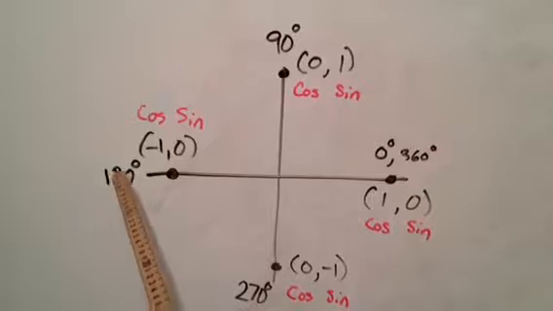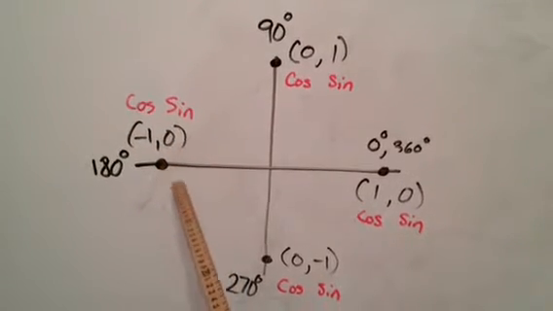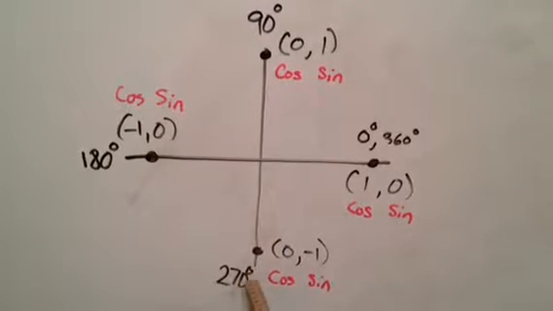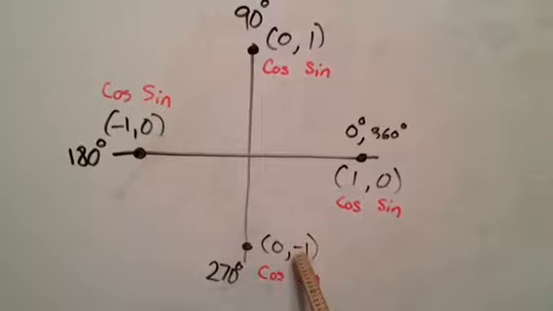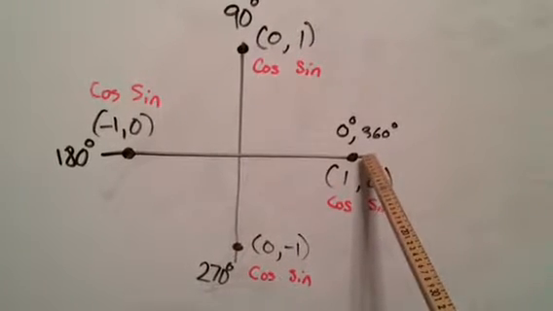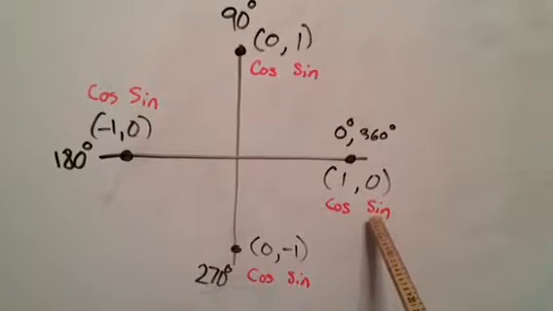At 180 degrees, cosine is -1, sine is 0. And at 270 degrees, cosine is 0, sine is -1. Coming full circle to 360 degrees, cosine is 1, sine is 0.